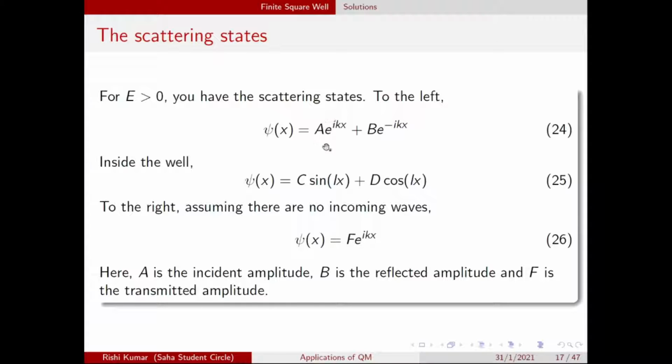Why do I have these two terms here? This A e^(ikx) we can take as the incoming wave, and this B e^(-ikx) is the part of the wave that is reflected off the potential barrier. So this psi of x is simply equivalent to what we saw before. Here A is the incident amplitude, B is the reflected amplitude, and F is what passes through the barrier. F is the transmitted amplitude.